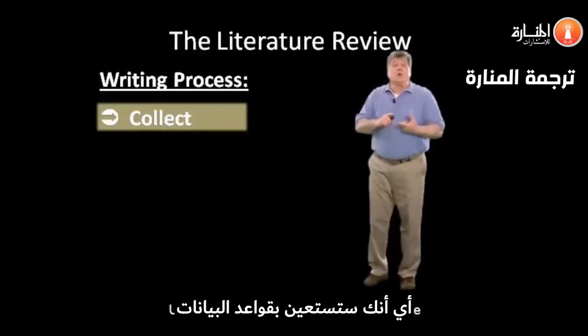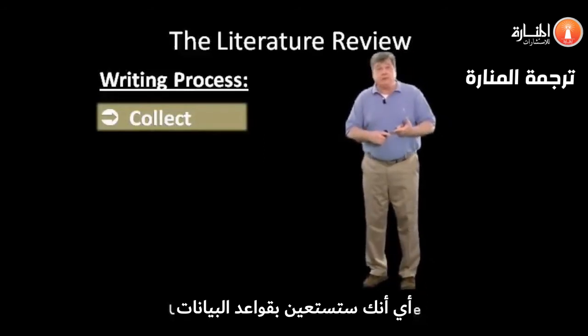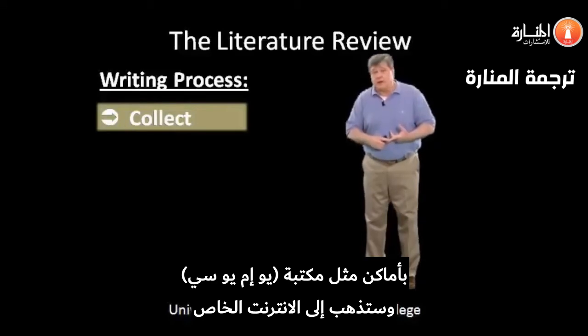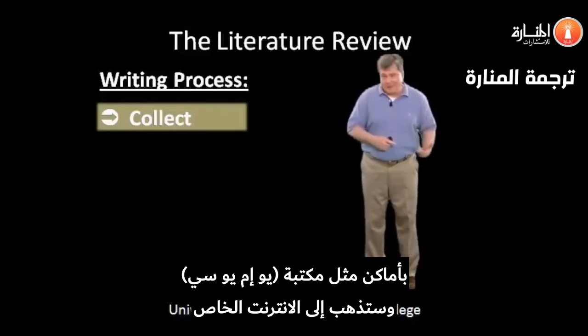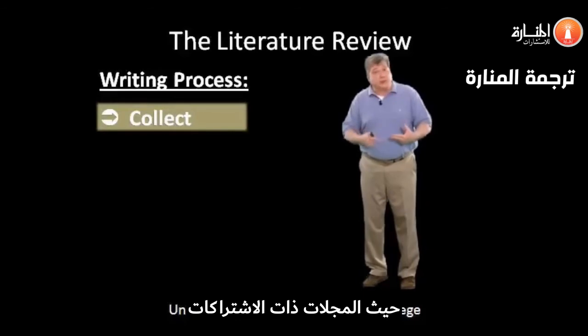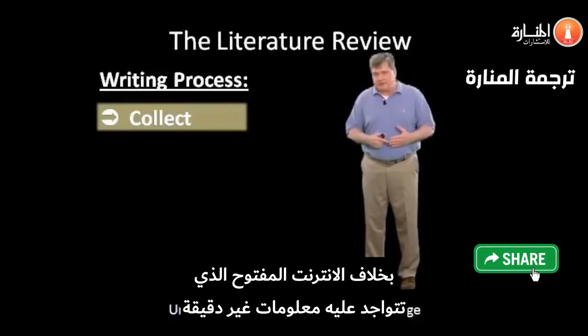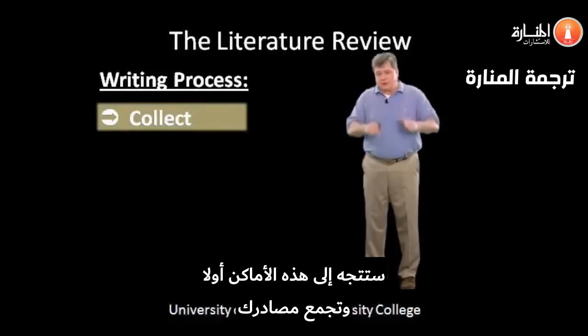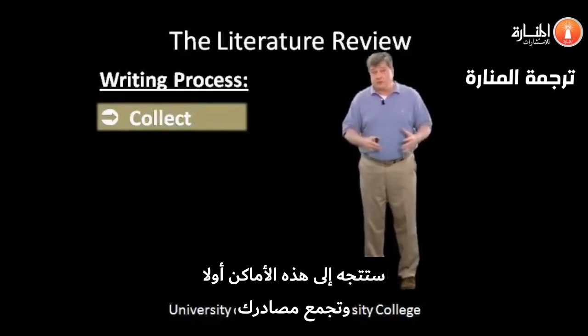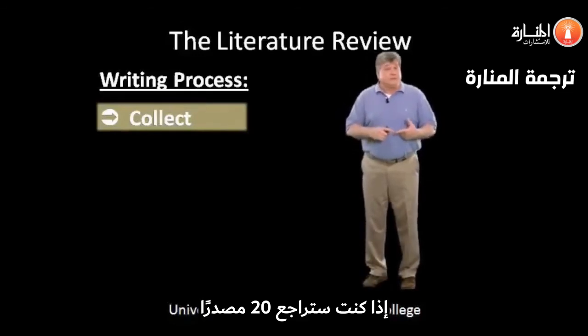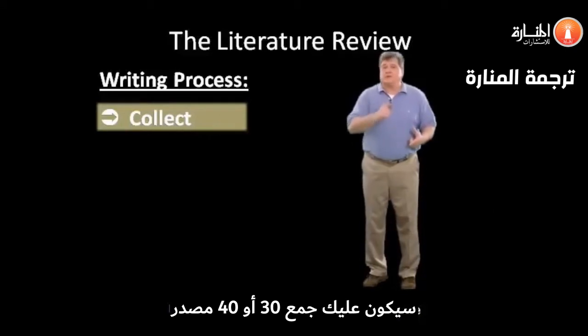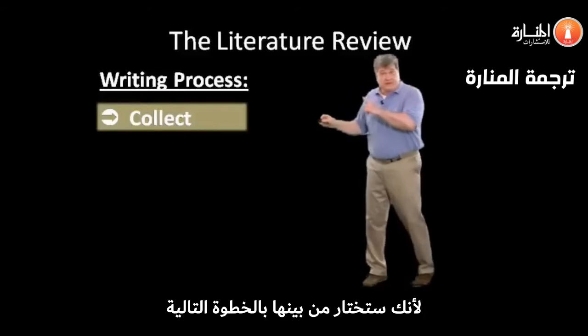So that means you're going to be going to the databases in places like the UMUC library. You're going to be going to the private web where the subscription journals are, as opposed to the open web where a lot of consumer newsy type information is. So that's the first thing you're going to do, go to the places, collect your sources. If your requirement is to review 20 sources, you're going to have to collect 30 or 40 because you're going to be narrowing them out in this next step.